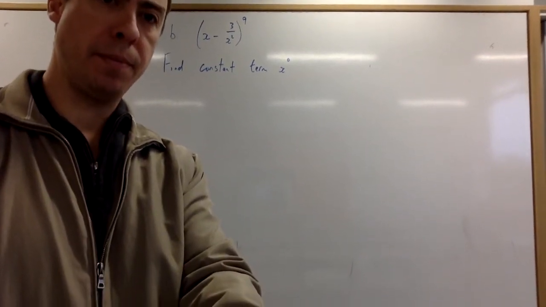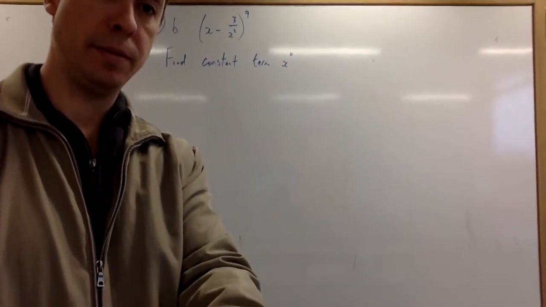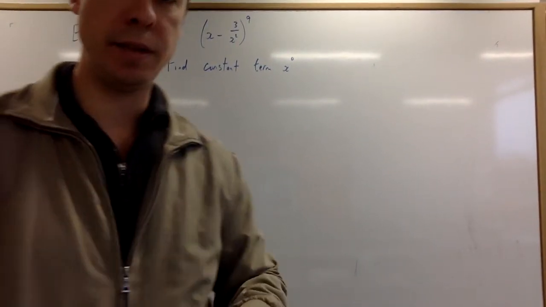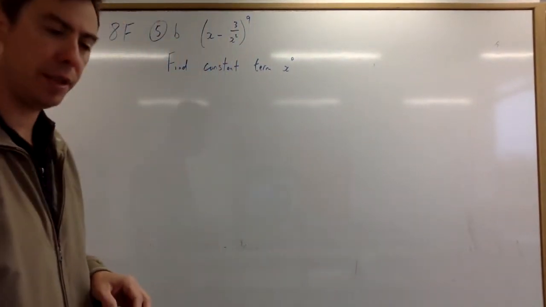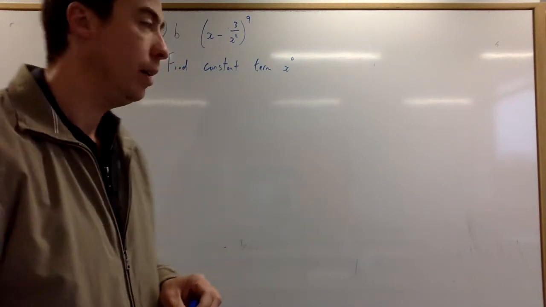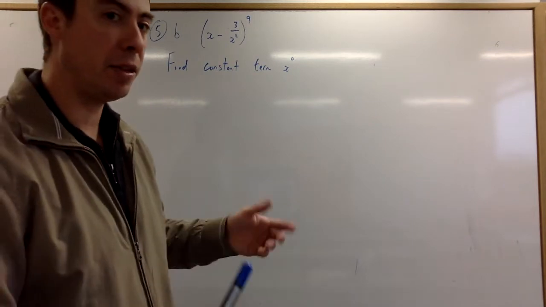Okay, there we go. How's that? Come on, screen. There. Right, I'm doing 8F still. Question 5B. I chose 5B. It looked a bit more interesting.